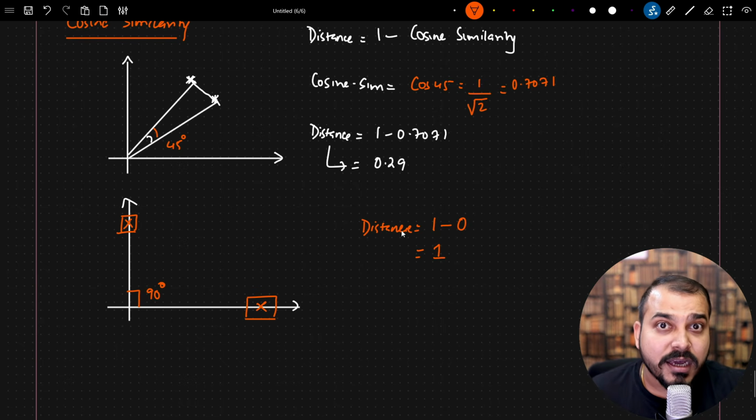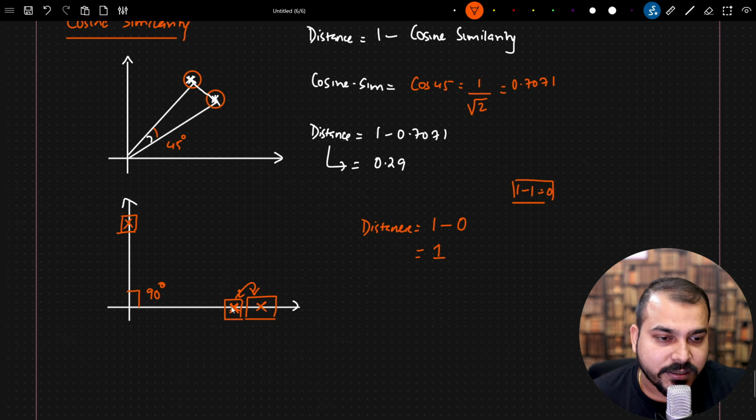If the distance is nearer to 0, I will say that they are almost similar vectors. Now in this case, it is 0.29. I can say that, okay, somewhat similar, right? Let's say if I have one more vector which is at this point only, then I can say that these two vectors are almost the same because the angle between them is 0. There is no angle at all, right?